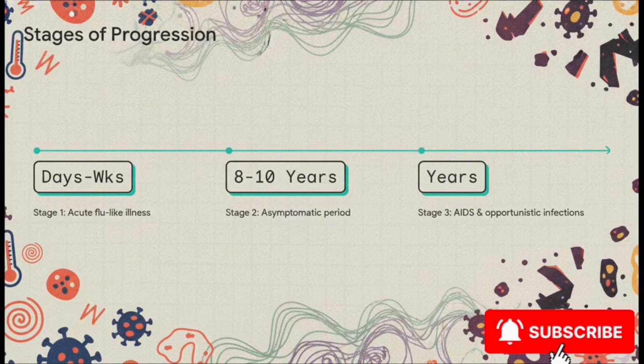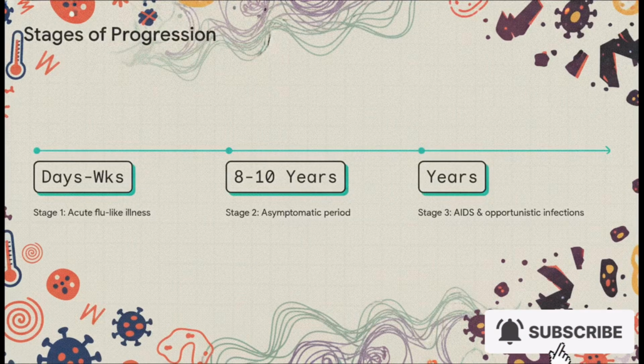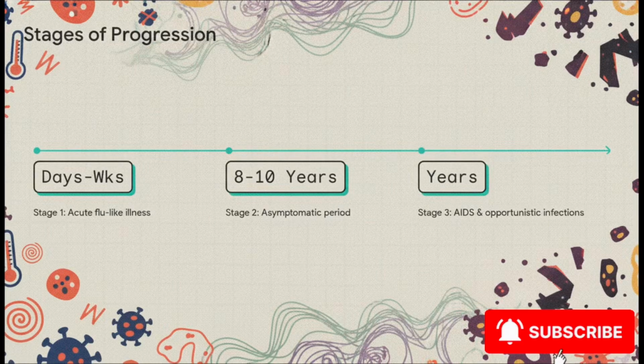Stage 1 happens just days to weeks after exposure, and it usually presents as a really acute flu-like illness. We're talking fevers, body aches, sore throat. But then the timeline shifts entirely. Stage 2 is this massive 8 to 10-year window where the patient is largely asymptomatic.